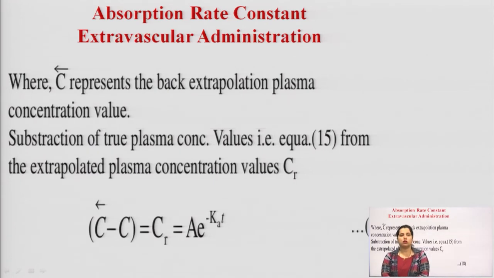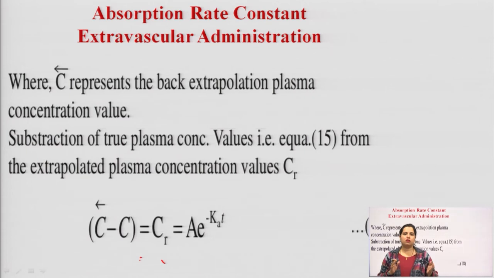Now, absorption rate constant under extravascular administration. Here C with a backward arrow represents the back extrapolated plasma concentration value. Till now we were talking about volume of distribution and lag time, and now we are talking about the absorption rate constant. So, how can we use the equation for the calculation of the absorption rate constant, where C with the backward arrow represents the back extrapolated plasma concentration value, from which we subtract the true plasma concentration values, that is equation 15, from the extrapolated plasma concentration values.